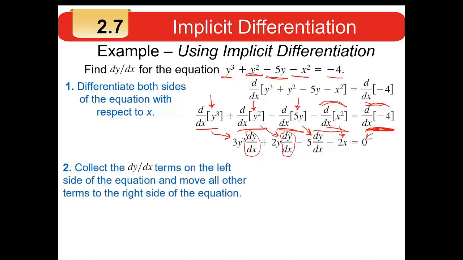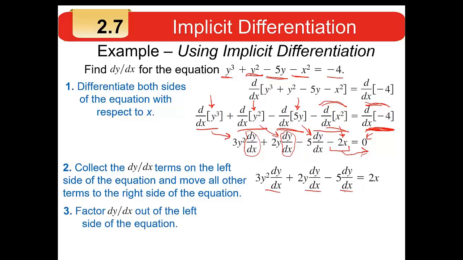Okay, what was the next step in the process? The next step was to get everything that had dy over dx in it on generally the left side of the equation, and then move everything else to the right. Well, as you see, the only thing that doesn't have a dy over dx in it is that negative 2x. If you move it to the other side, it'll become a positive 2x. And now you notice that every term on the left has a dy over dx in it. That was the goal of that step, to get all the terms with dy over dx on one side of the equation so that you can do step 3, which is to factor out the dy over dx.